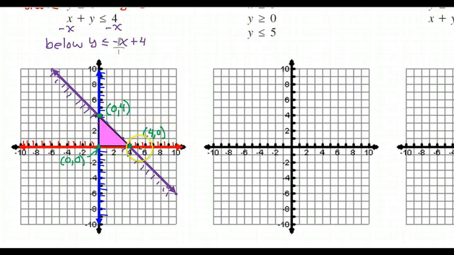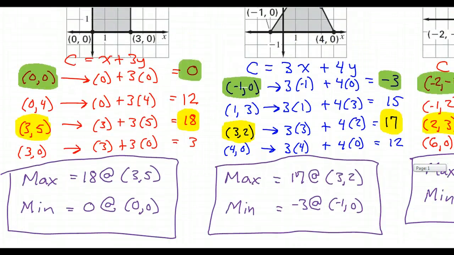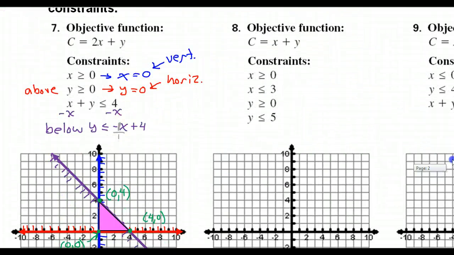Alright, now to finish this off, we need to do the same thing we were doing on the previous problems. We need to substitute these vertices into the objective function one by one and find the max and min. Okay, so remember that the objective function is c equals 2x plus y.